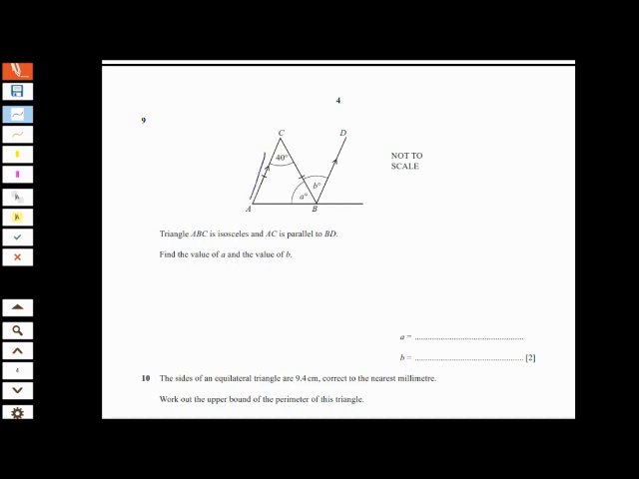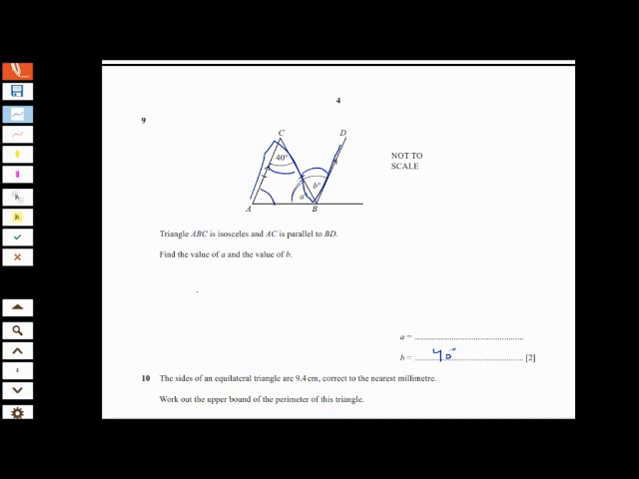So when you see a Z like this, what does that mean? That this angle should equal this angle. So B, we already know B is 40 degrees. And now A, so it says here that this triangle is isosceles. What does that mean? That this angle right here, A, is the same as this angle right here.